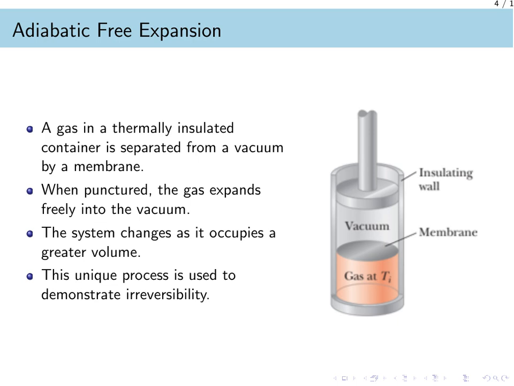We can demonstrate irreversibility using a unique process called adiabatic free expansion. Imagine a gas held in a thermally insulated container. The gas is initially confined to one part of the container by a membrane, while the other part is a vacuum. When the membrane is punctured, the gas expands freely to fill the larger volume. Because the walls are insulating, no heat enters or leaves the system, and because it expands into a vacuum, the gas does not have to push against anything to change its volume.